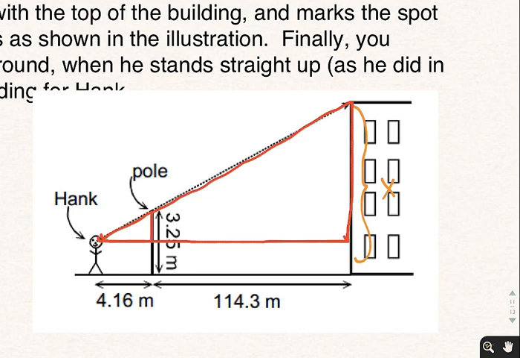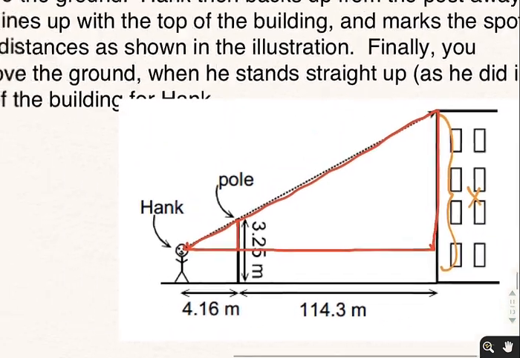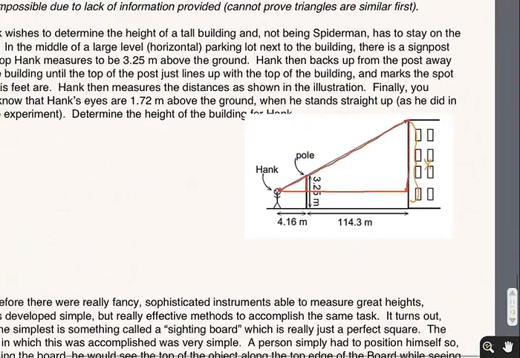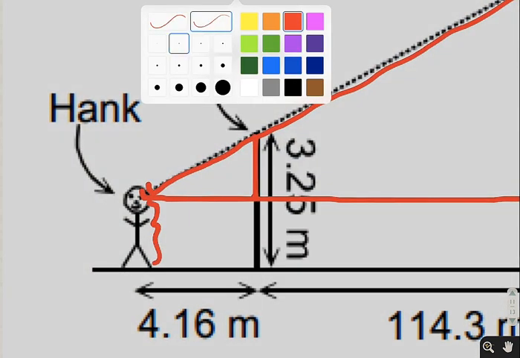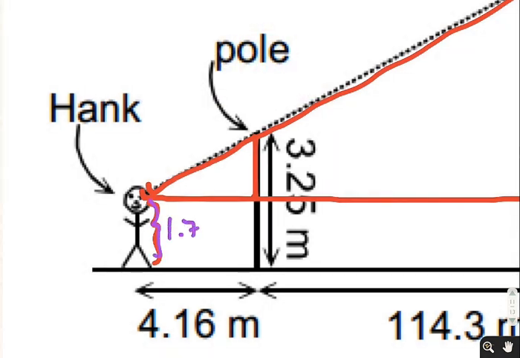Now, before you say I don't have the values for that, you actually do. You just have to do a little subtraction. Of course, the values along the bottom are going to carry exactly, but it tells you that Hank is a certain height, 1.72. So this distance here is 1.72 meters, meaning that this distance, which you actually need to solve, has to be the difference between 3.25 and 1.72. 3.25 subtract 1.72 makes this distance 1.53.